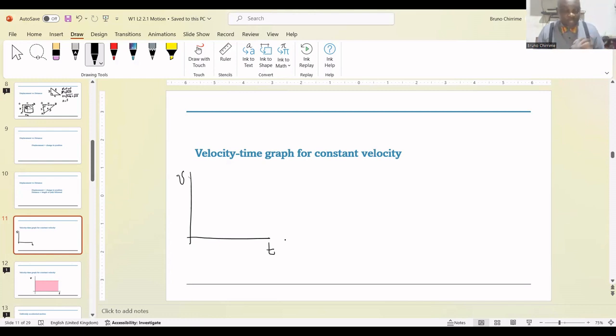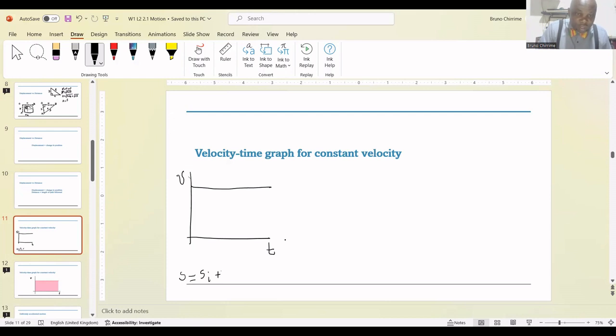Now, something interesting about this, let's move on. Okay, shall we? Something interesting about a VT graph is that, as you can see, if the velocity is constant, you can apply the first equation as we said. Now, the velocity must be constant for this equation to work. If the velocity is not constant, please do not apply this equation.